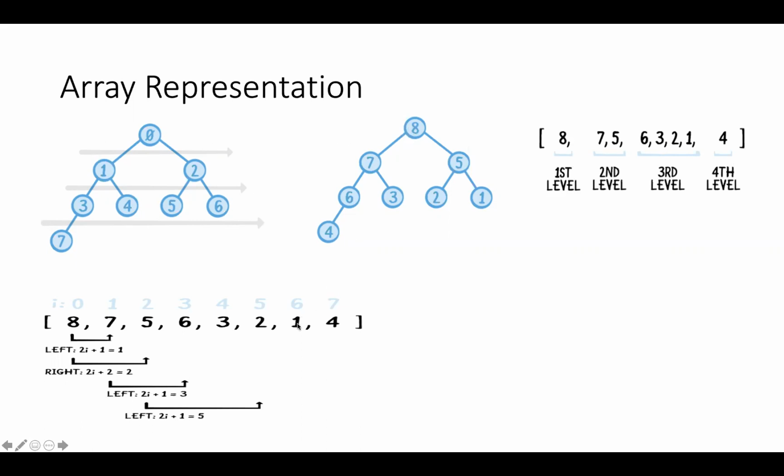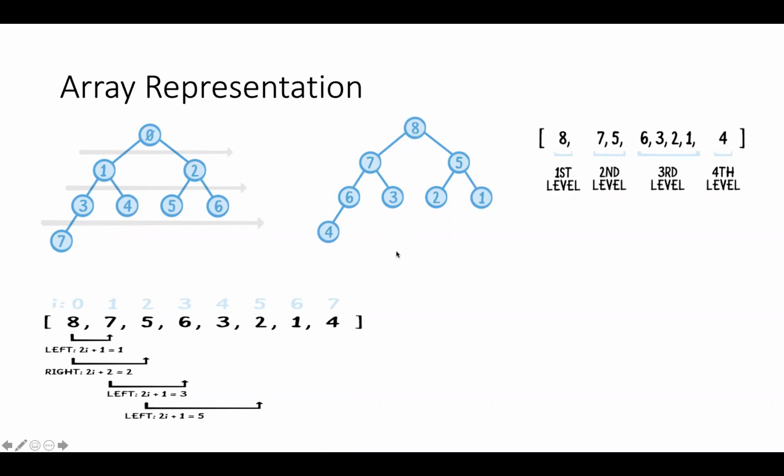So at any point, if a complete tree is given as an array, I can find its left child and right child by doing this math. For the left child, I use 2i plus 1, and for the right child, I use 2i plus 2. That way I can move to the left and right child. And if I have to go to the parent of any given node, I just use (index minus 1) by 2, and I will reach the parent.